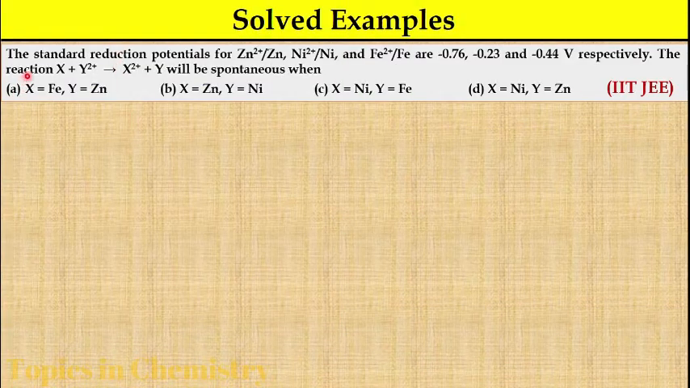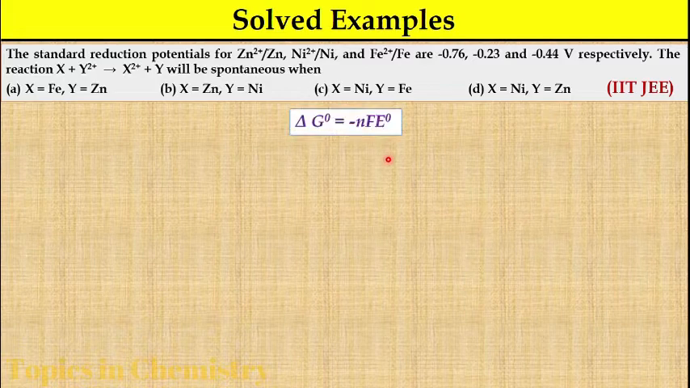Next problem. The standard reduction potentials for Zn2 plus/Zn, Ni2 plus/Ni and Fe2 plus/Fe are minus 0.76, minus 0.23 and minus 0.44 volt respectively. The reaction X plus Y2 plus converts to Y plus X2 plus will be spontaneous when, option A, X is equal to Fe, Y is equal to Zn; B, X is equal to Zn, Y is equal to Ni; C, X is equal to Ni, Y is equal to Fe; or D, X is equal to Ni, Y is equal to Zn. So this is a question from IIT JEE and you have to solve it.